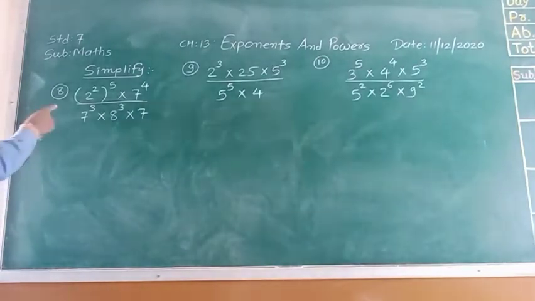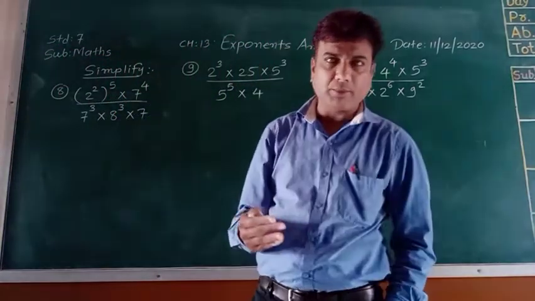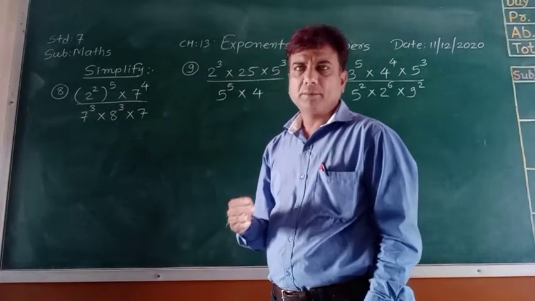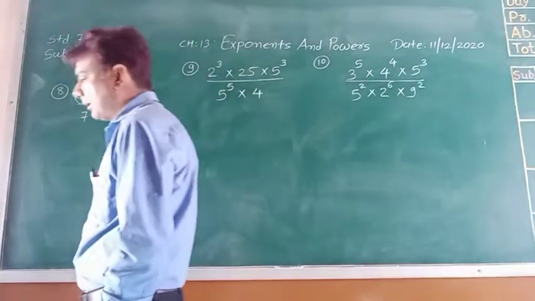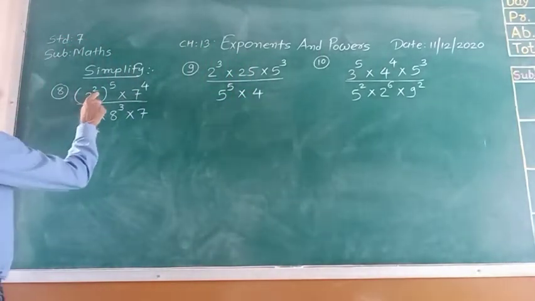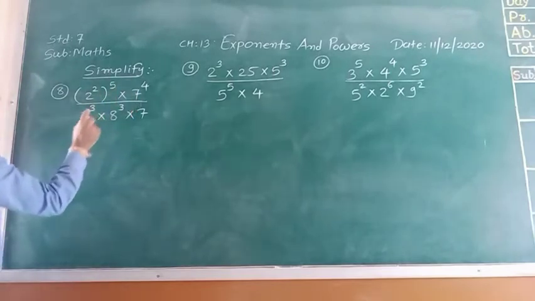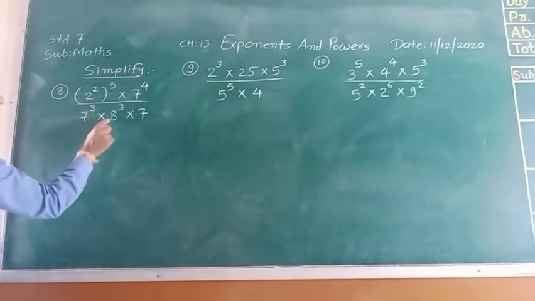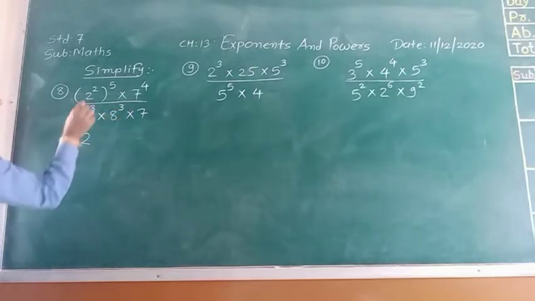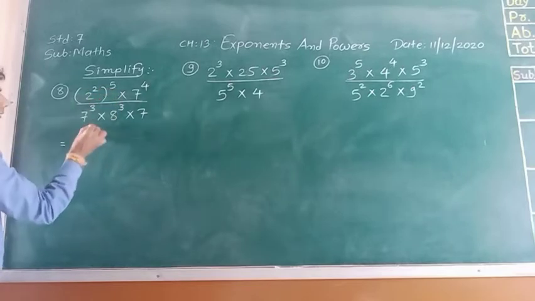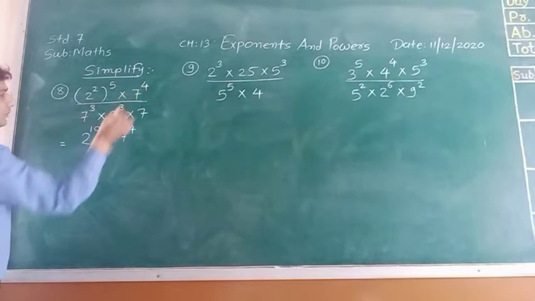This is sum number 8. Here we will use our fourth number rules. Power on power means simply we will do multiplication. In each number, sum: 2 square and both in bracket 5 multiply 7 raised to 4, upon 7 cube multiply 8 cube multiply 7. So this 2 and 5 multiplication is 10, multiply 7 raised to 4.